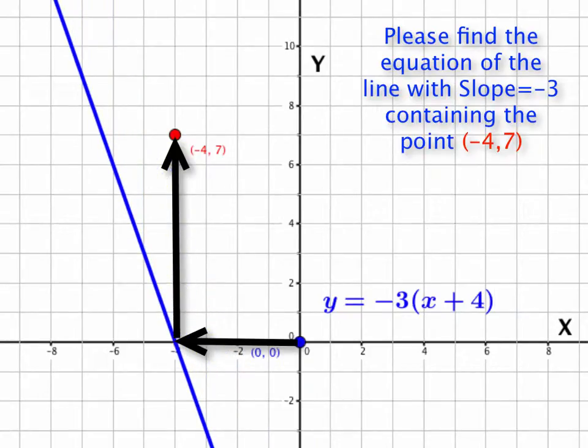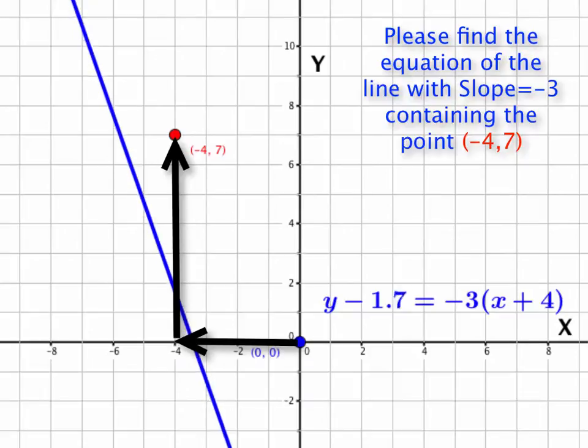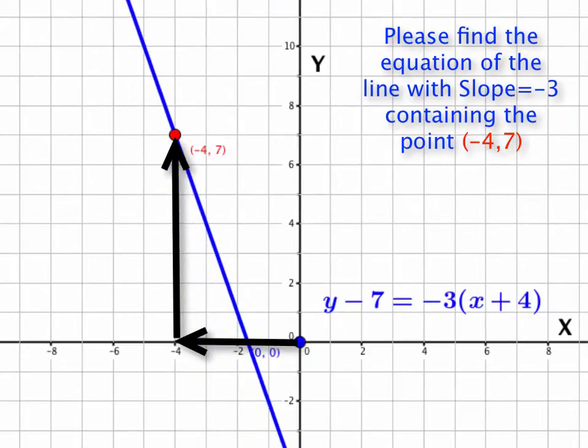And if we want to move our graph up the remaining 7 units to have it go through that point, all we need to do is replace the y in our equation with a y minus 7. And now we've got the equation for the line with a slope of -3 containing the point (-4, 7). Of course, there are two other ways we could write this equation.